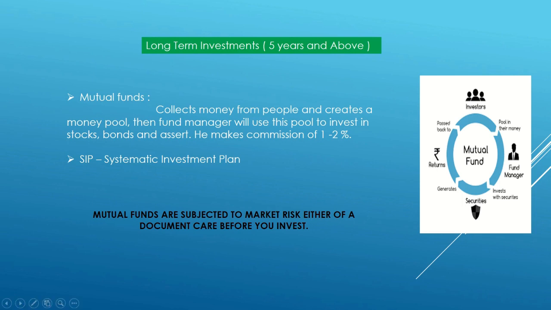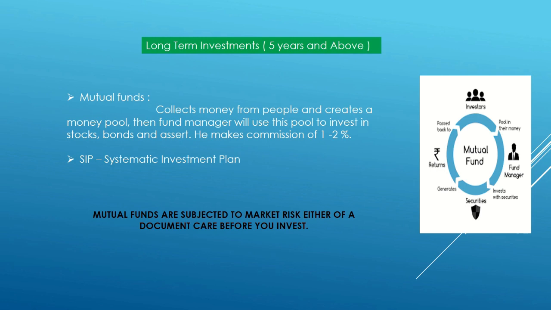Now let's move on to long-term investment. So far we have discussed short-term saving options, where you work for money and then save it. But if you save for the long term, the money will start working for you. The first long-term investment option is mutual funds. A mutual fund collects money from people like us, from each one of us, and makes a money pool. The fund manager will use this pool to invest in stocks, bonds and assets. You don't need to worry about where it's been invested, because your fund manager will take care of it for a commission of around 1 to 2%.